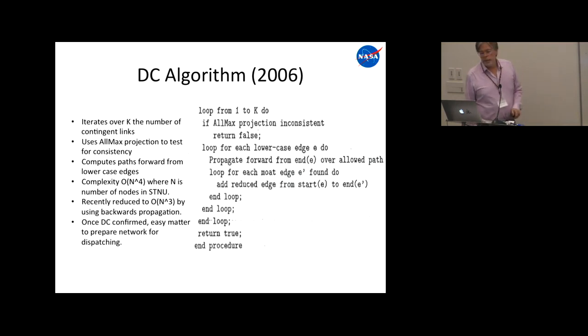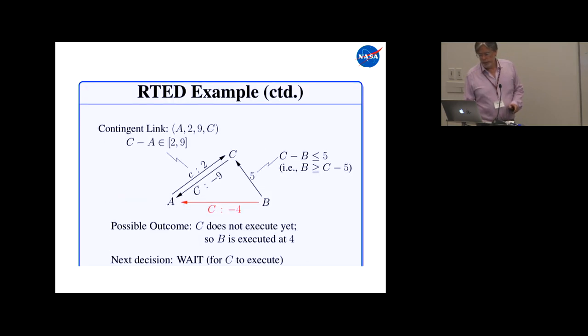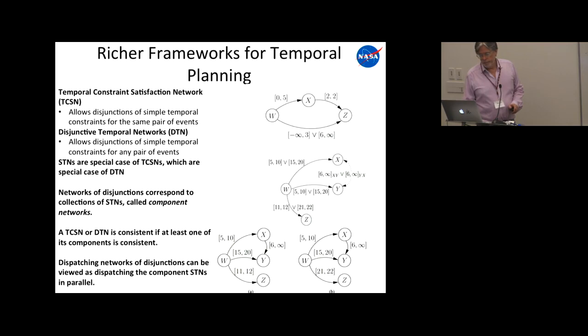So anyway, I think I'm going to skip, because I think I'm out of time, kind of. I just want to give you a sense of these richer frameworks. I mentioned earlier that some of the research deals with uncertainty, making executable plans robust, which is what we've been talking about. Some of them are dealing with using more expressive languages for representing temporal constraints.